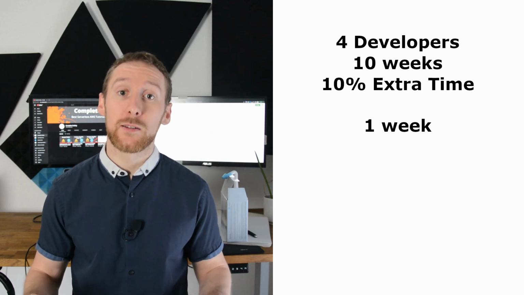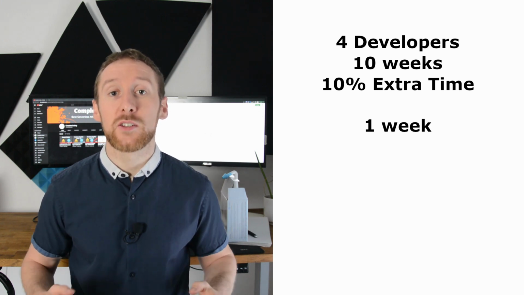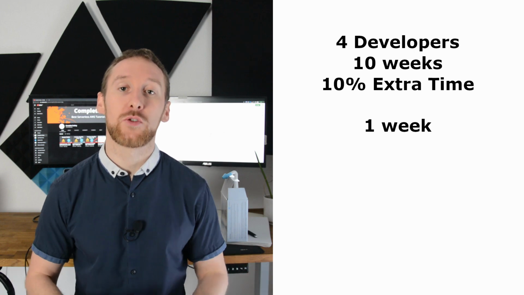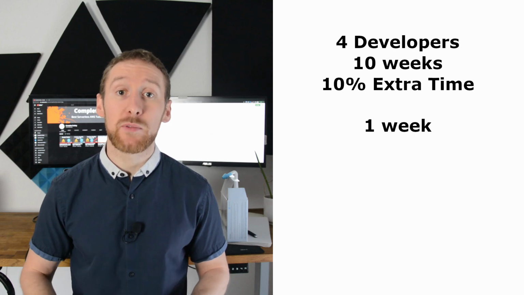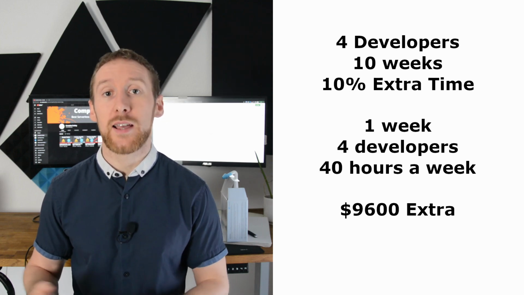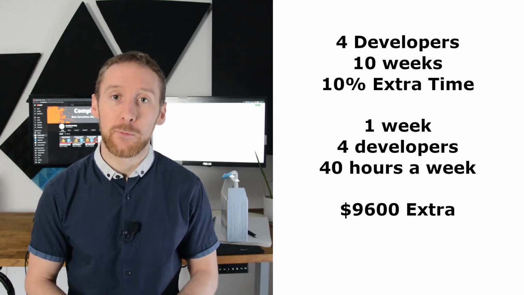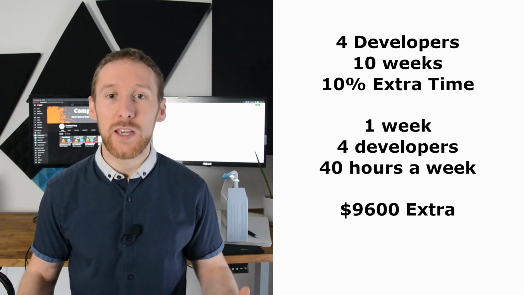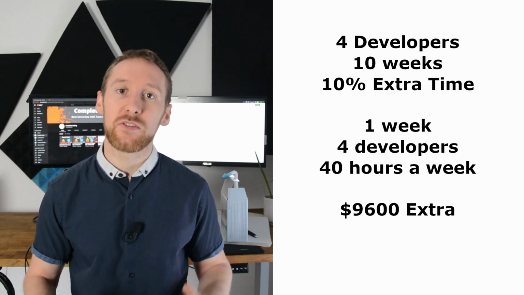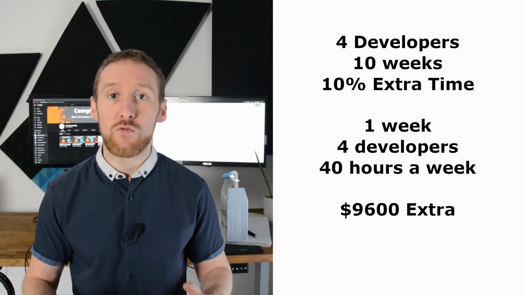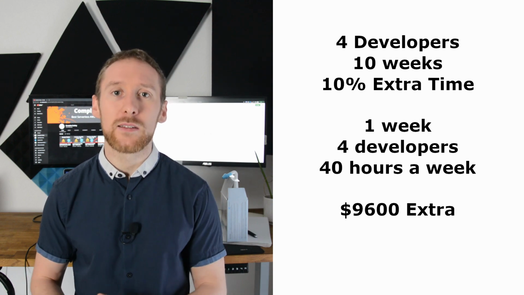If your project is going to take 10 weeks and you have 4 developers, this is going to mean that you're going to take one whole extra week. One whole extra week with 4 developers times $60 an hour works out at $9,600 in extra work that you need to pay for. This is obviously quite a lot of money, and the cost of developer time is one of the biggest, if not the biggest factor in the cost of building and running a software solution, although it's often forgotten about or not given the weight that it deserves.